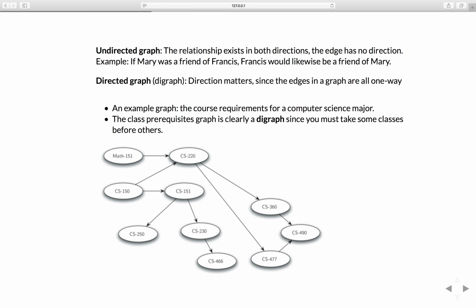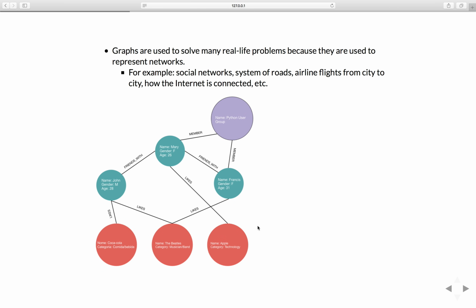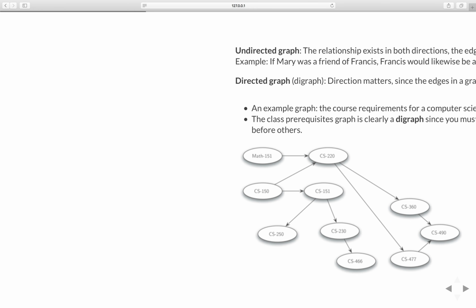To represent direction in a graph, we talk about two main concepts: undirected graph and directed graph. In an undirected graph, the relationship exists in both directions and the edge has no direction. In this example, this is an undirected graph. If you can see the two nodes here, if Mary was a friend of Francis, then Francis would likewise be a friend of Mary. So this is an undirected graph because the edge has no direction and the relationship exists in both directions.